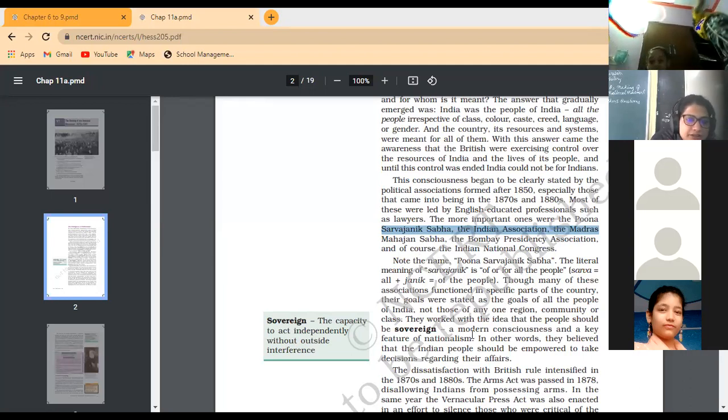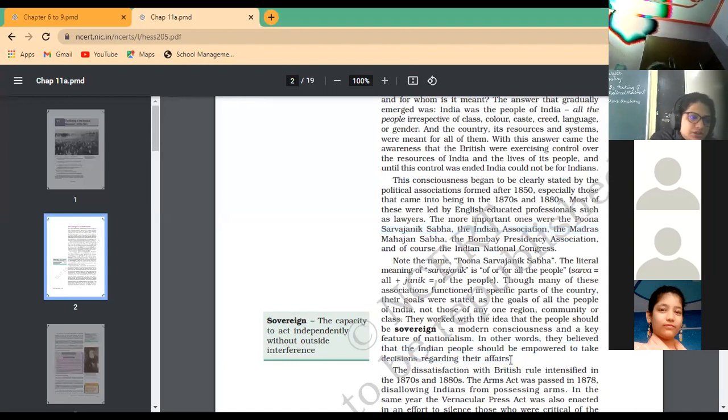And they worked on which idea? The people should be sovereign. Kis idea pe kaam kar raha tha Pune Sarvajanik Sabha? The people should be sovereign, that the Indians should have the right to take their internal and external decisions. वो free है अपने decision लेने के लिए. They stated that Indians should not be ruled or controlled by others, by outsiders. So this was the modern consciousness and a key feature of nationalism. In the word sovereign, they believed that Indians should be empowered to take decisions regarding their affairs. This is the meaning of sovereign: they have the right to take their internal and external decisions.